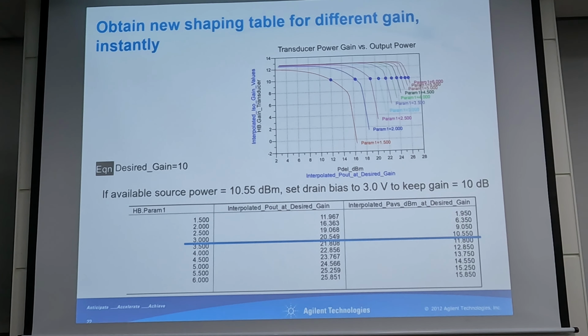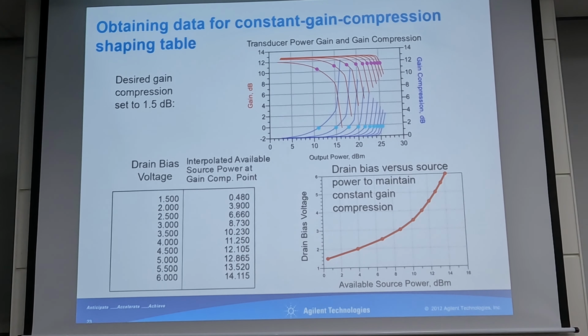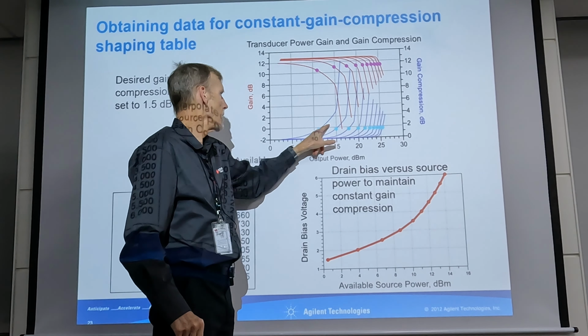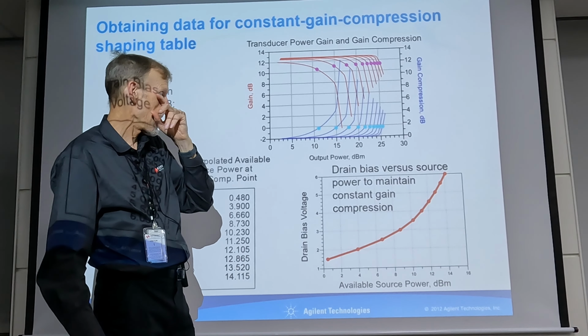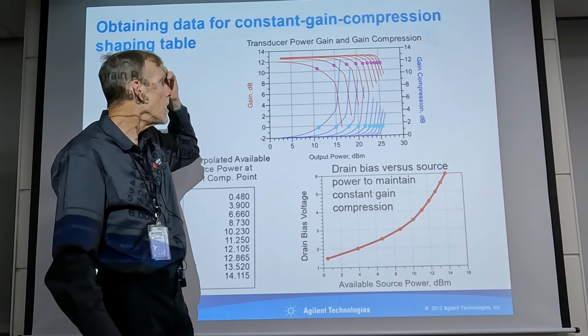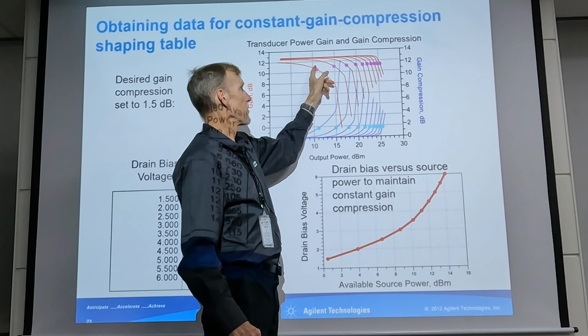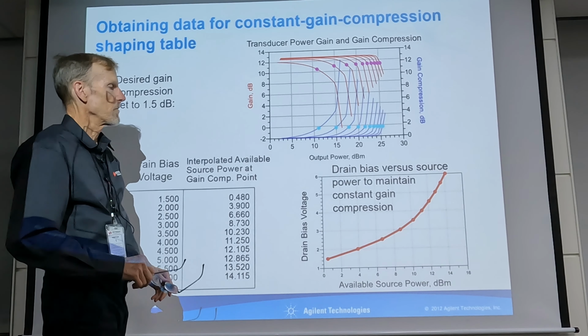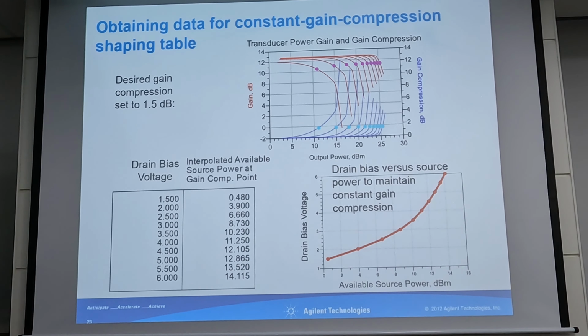Okay, and you can have different constant gain, in this case reduced to 10 dB. So you get this shaping table, and you could have a shaping table to try to maintain constant compression instead. So in this case, the gain compression curves are plotted, and it's set to 1.5 dB gain compression. And now the gain is a little bit different. It's not constant anymore, so there's a little bit of variation. But certainly, ADS could be used to generate shaping tables.